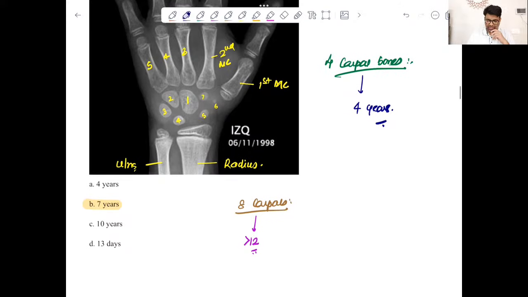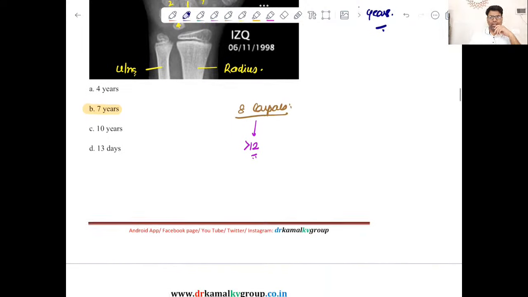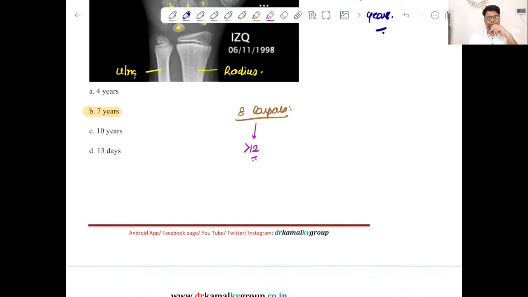Now we will take the anatomical concept. Okay, now I think you know that there are a total of 8 carpal bones, which are arranged in 2 rows, and each row contains 4 carpal bones, right? So the counting always starts from lateral to medial.